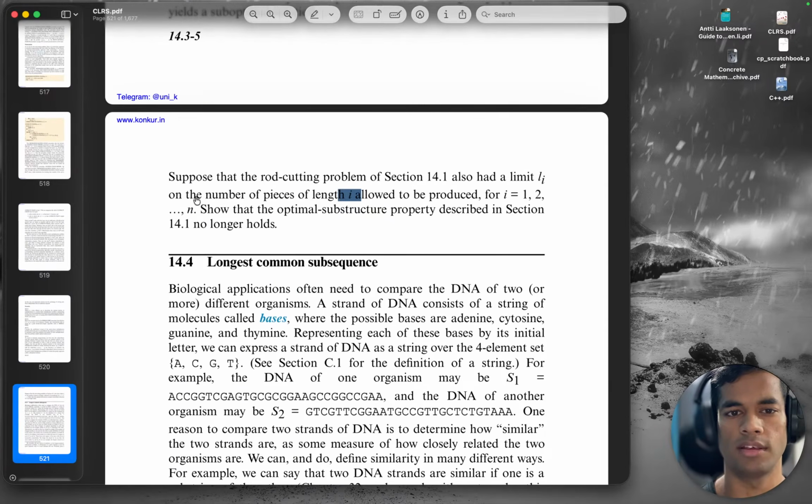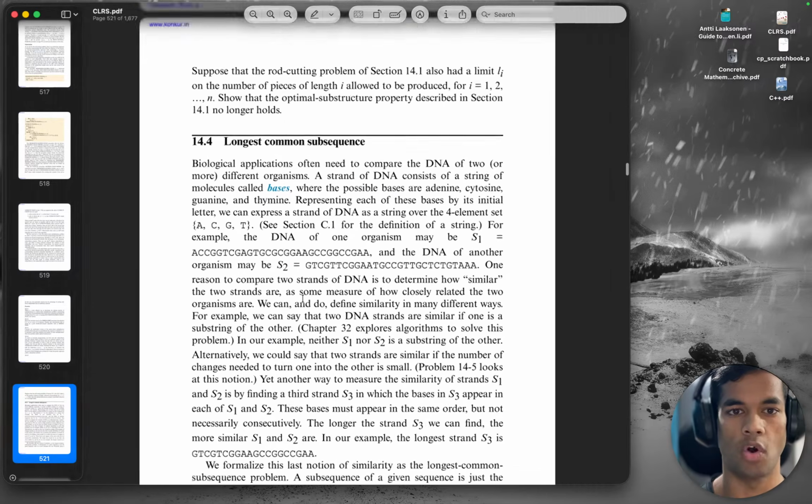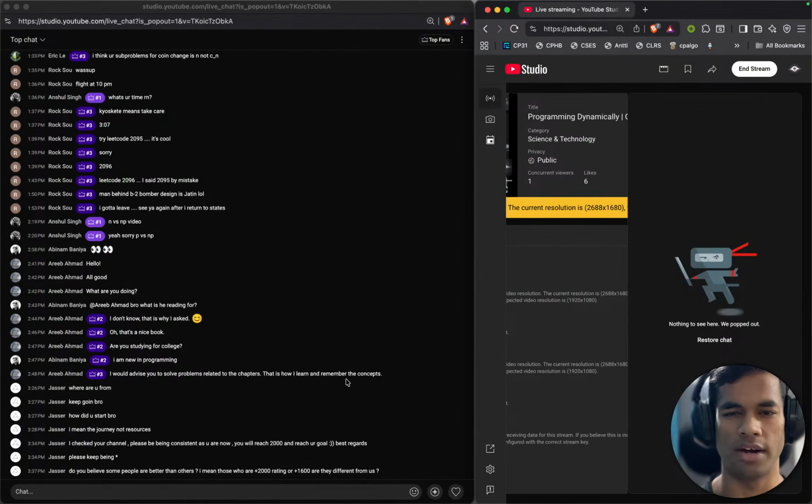So I think that is enough for that part. And tomorrow, longest common subsequence, which is one of the hardest dynamic programming questions. And it is going to be cool.